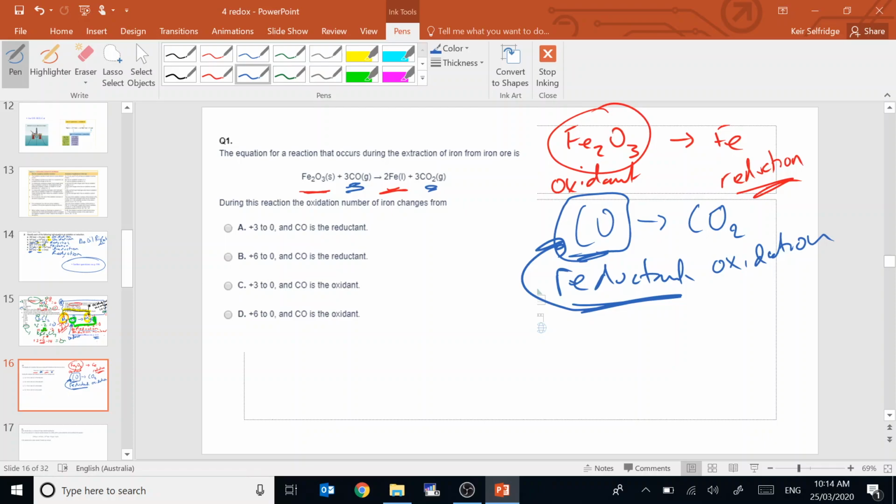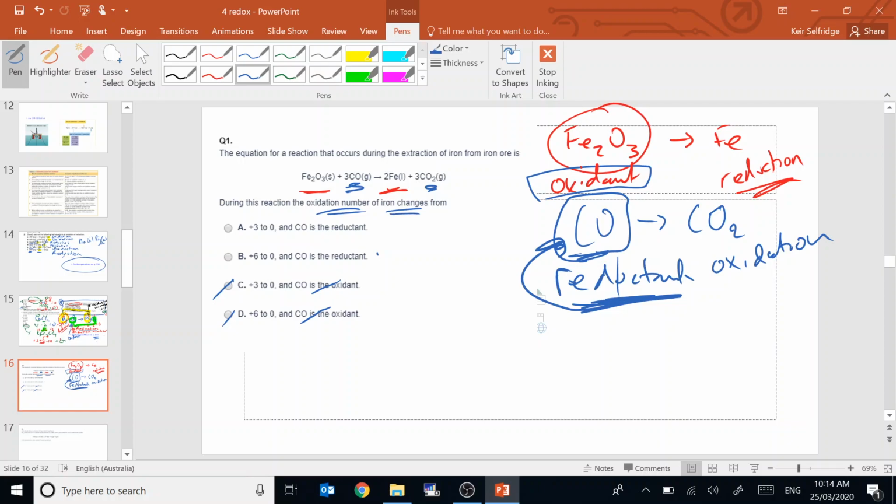Okay, given what I've just worked out, I can see that this thing is the oxidant and this thing is the reductant. So given what it says, CO is the reductant. I've ruled these two out. That means it cannot be C, it cannot be D. I'm down to 2. It says here something about the oxidation numbers of the iron.